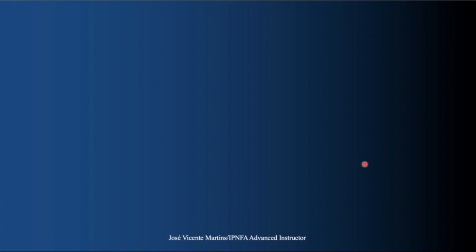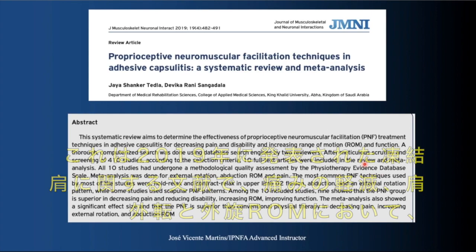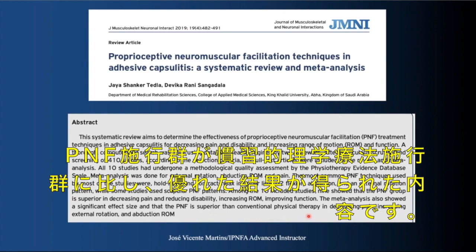So, when you think about PNF treatment, we know that PNF can be really useful for treating this kind of patients, neurological or orthopedic patients. Here is one article that was published last year about frozen shoulder. And we can see here that this article is showing that PNF was superior to conventional physical therapy in decreasing pain and increasing external rotation and also abduction range of motion.